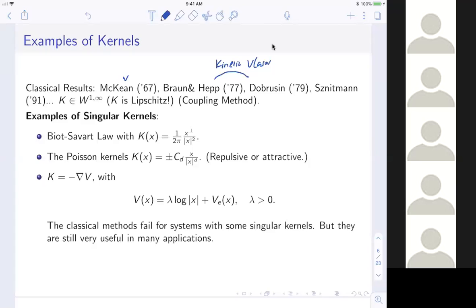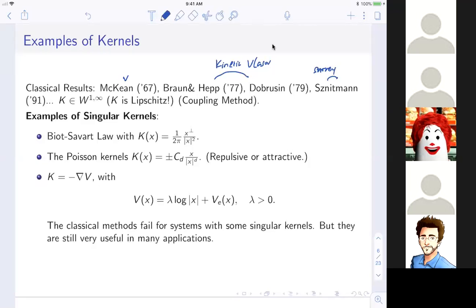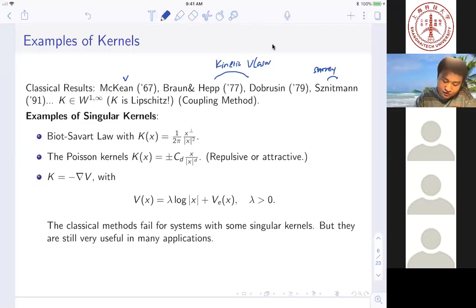Okay, this is a review in a way. But all those classical results require K to be Lipschitz. So basically, if you take the gradient of K, it should be bounded, and sometimes they even require K itself to be bounded. And there has been a lot of development, right?